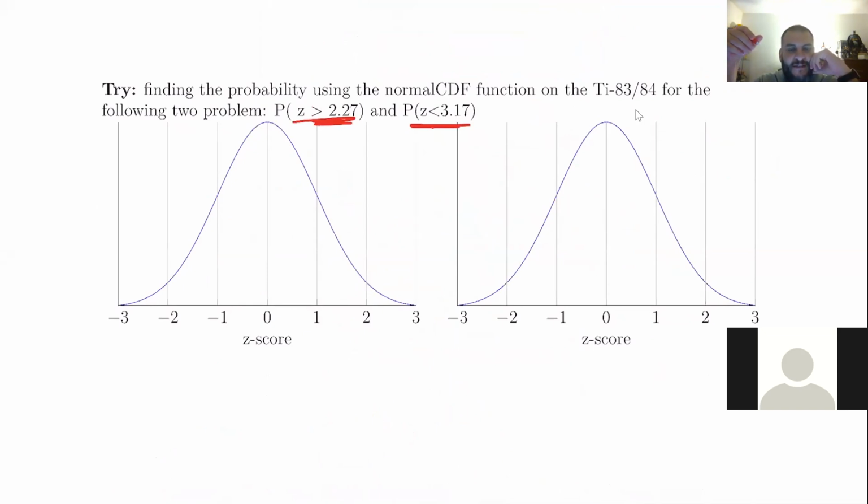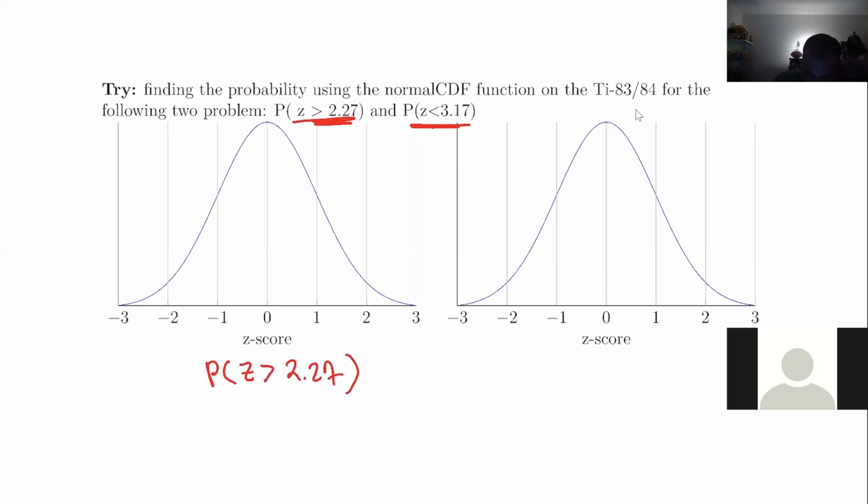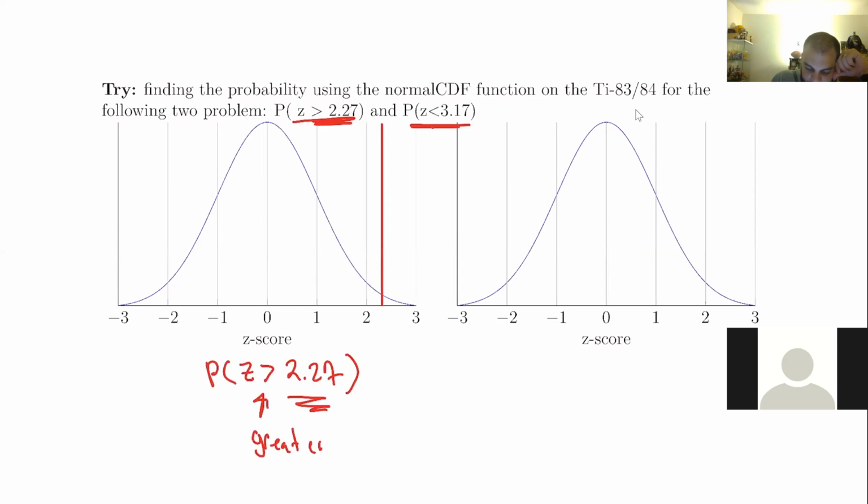So for this one, it says find the probability that z is greater than 2.27. So I'm going to do this in the left one. If you look at it, my z value is 2.27, so 2.27 is probably somewhere over here. It says greater than. Since it says greater than, that means you shade the right side.